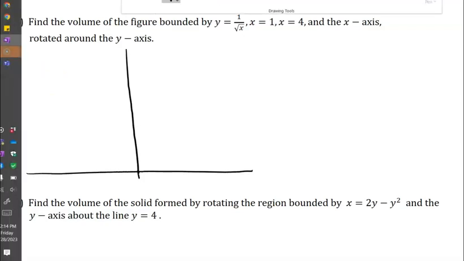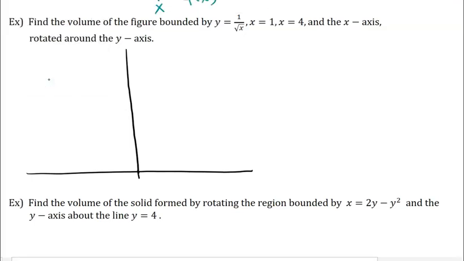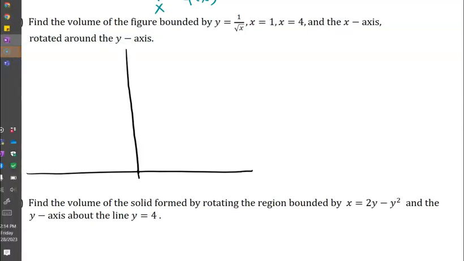So there's my axes. And y equals 1 over root x, at least in quadrant 1, which we do need to only go between 1 and 4, looks like this. Oh, that didn't even switch colors. Okay, OneNote's being stupid.